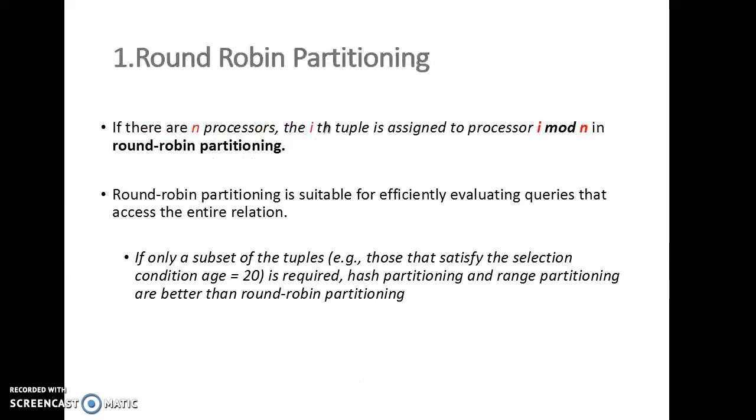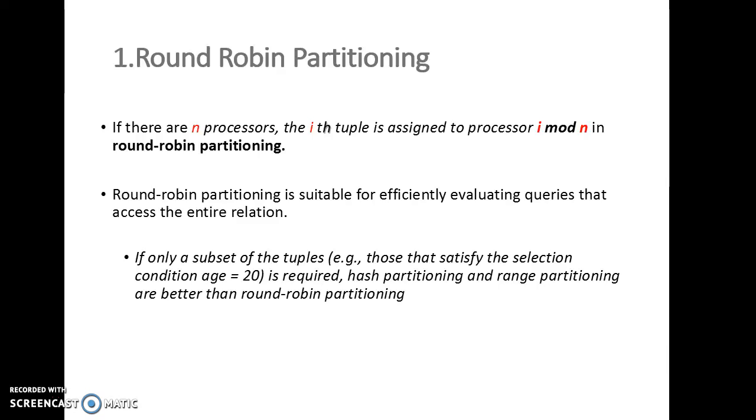So let's see what round robin partitioning is. If there are n processors, now when we talk about parallel, there should be n processors. If you don't have n processors, how will we be working? So in any partitioning technique, there should be more than one processor to compute things. If there are n processors in round robin, the ith tuple is assigned to processor i mod n in round robin fashion.